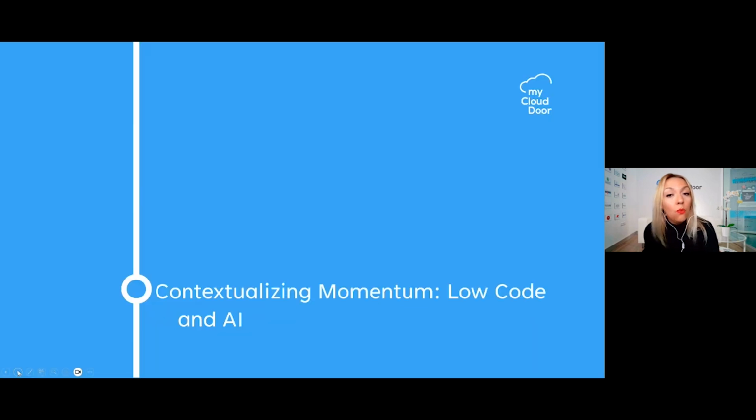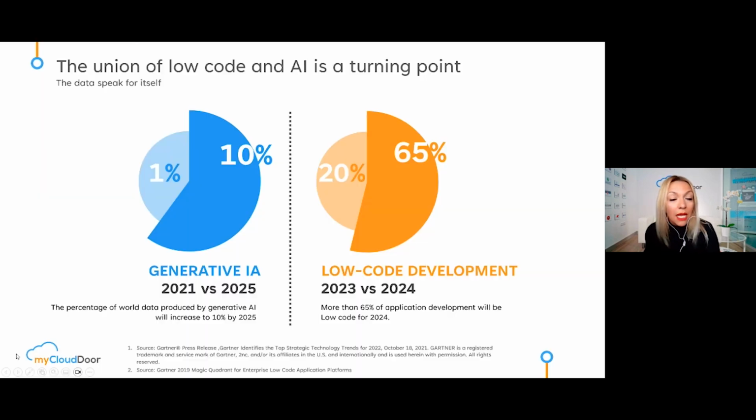But now, what is the current situation? According to Gartner, the percentage of the world's data produced by generative AI will jump from under 1% in 2021 to around 10% in 2025. And over 65% of application development activity will be low code by 2024. The data speaks for itself.